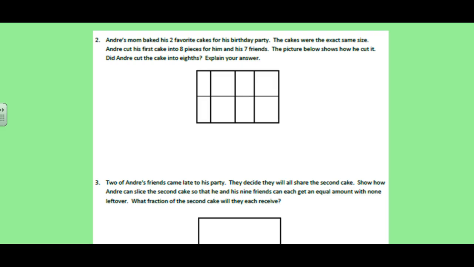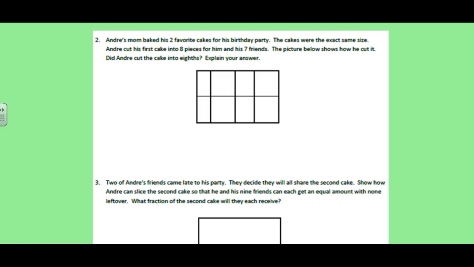Okay, moving on to the back. Andre's mom baked his 2 favorite cakes for his birthday party. The cakes were the exact same size. Andre cut his first cake into 8 pieces for him and his 7 friends. The picture below shows how he cut it. Did Andre cut the cake into 8s?